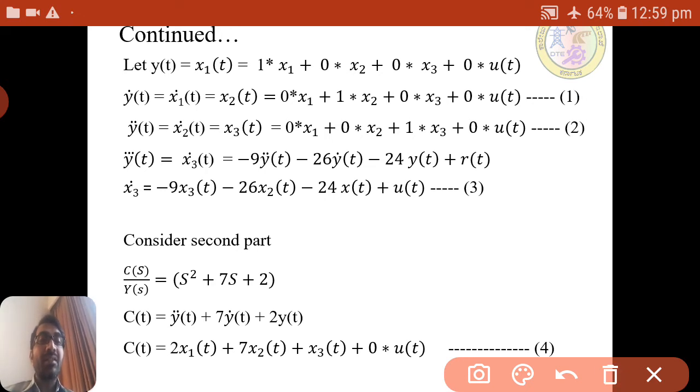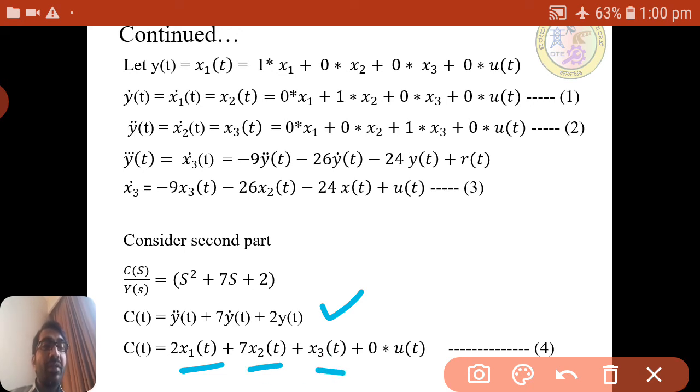After finishing the first part, we'll consider the second part, that is c of s, which is s^2 + 7s + 2. The same thing we can consider as the double derivative plus 7 into y dot of t plus 2 into y of t. So that is the c of t. Now the same equation in terms of x1 of t, x2 of t and x3 of t.